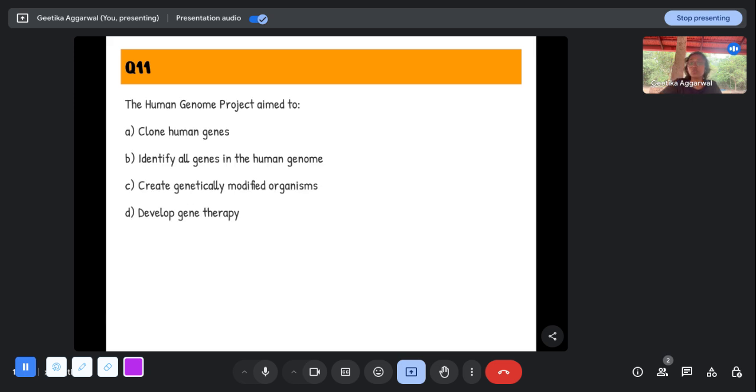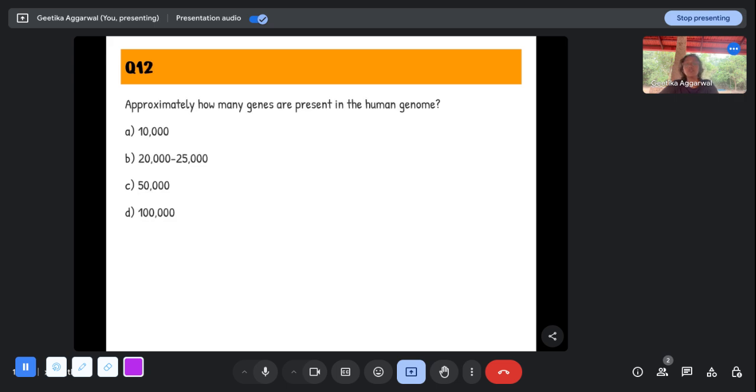11th question: Human Genome Project aimed to do what? Was it to clone human genes, identify all genes in the human genome, create genetically modified organisms, or develop gene therapy? Yeah. So the correct answer is that the Human Genome Project was aimed to identify all the genes in the human genome. So approximately how many genes are present in the human genome?